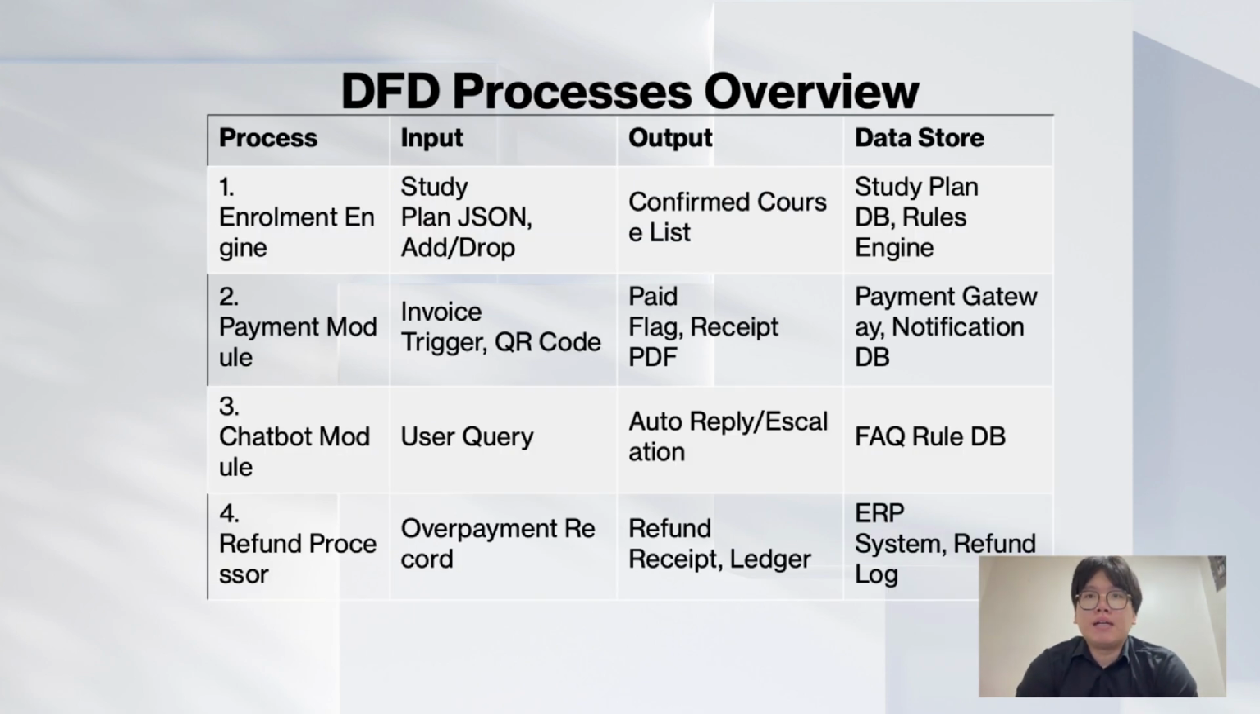This table summarizes our data flow diagram processes. Each subsystem is modular and communicates via APIs. For example, the enrollment engine validates study plans and outputs confirmed course lists. This modular approach improves efficiency and scalability.